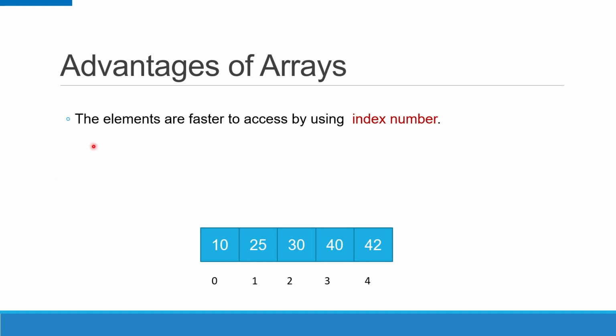Before knowing what is linked list data structure, we must know the advantages and disadvantages of an array. First, we'll start with the advantages of an array. Here, the elements are faster to access by using the index value, the index number. This index number indicates the location of the element in the array. For example, this element 10 resides in location 0. So this 0 is the index value for 10.